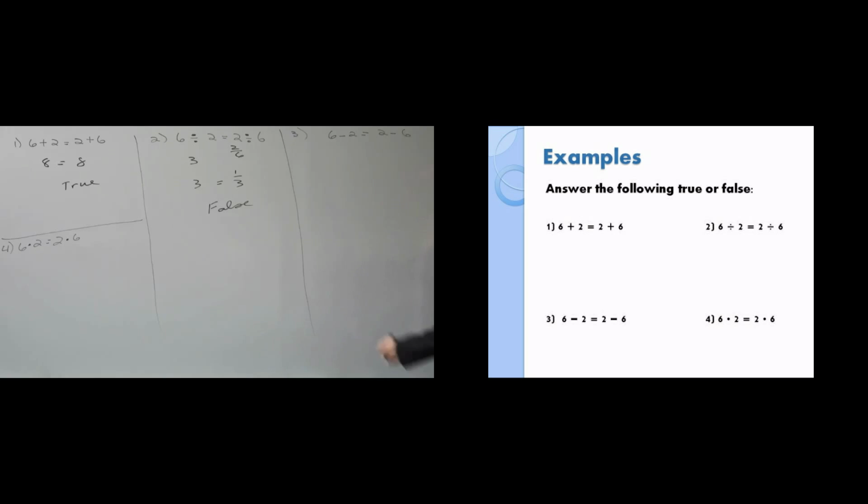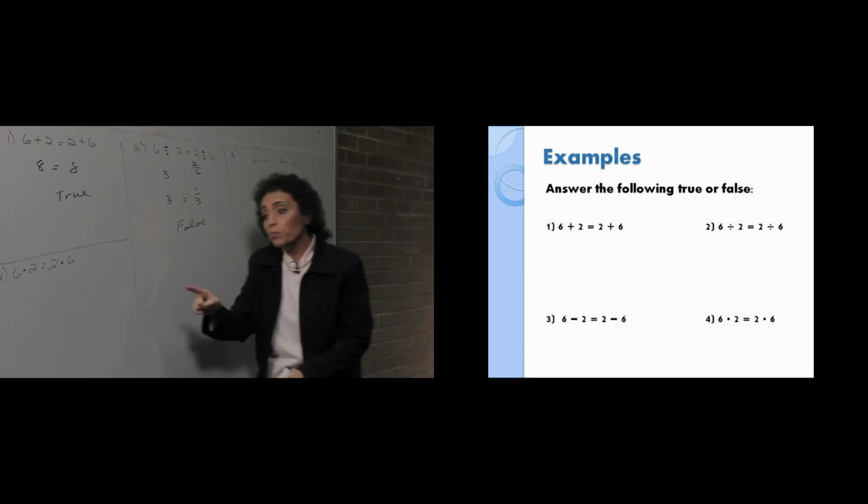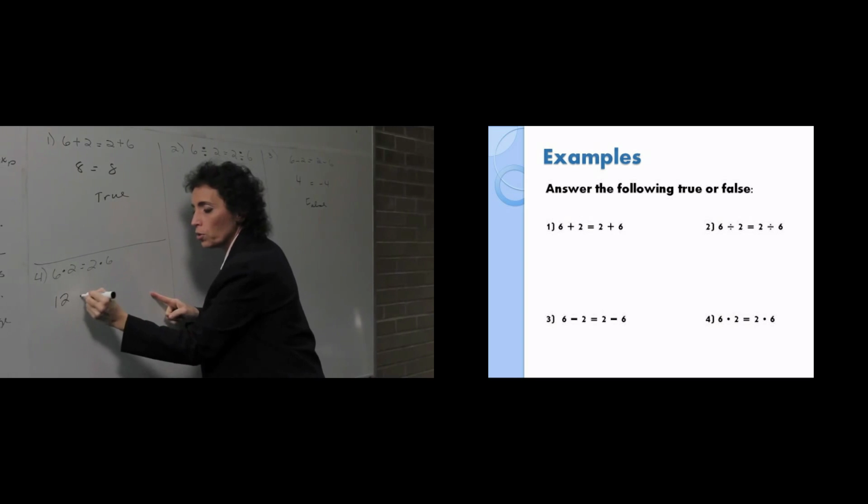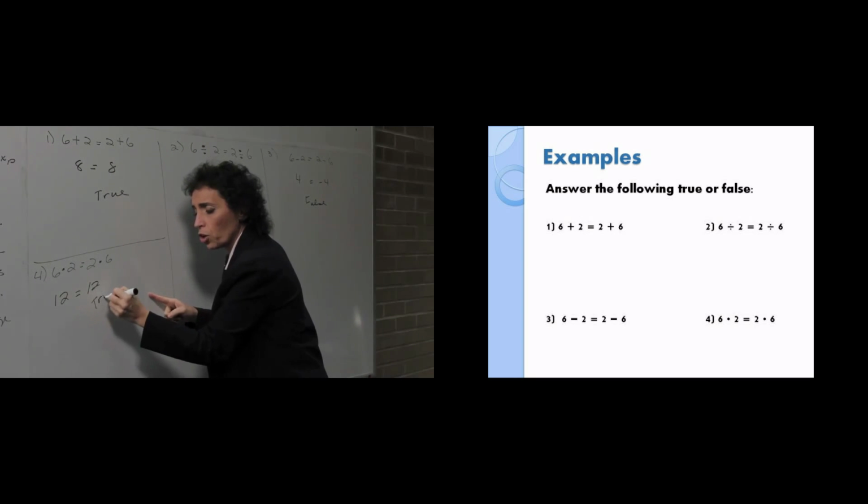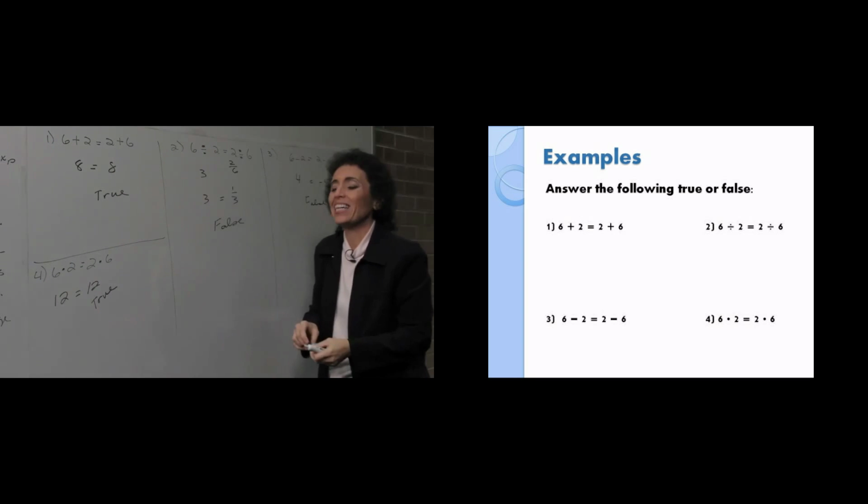Okay, 6 minus 2 is 4. 2 minus 6 is -4. So this is also false. 6 times 2, 12. 2 times 6, 12. This is true.